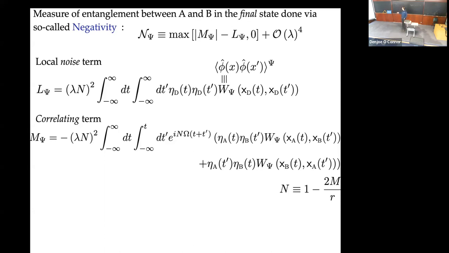Okay, so the correlating term is the really interesting one. Whenever n is larger than L, then the correlation term is larger than the local noise, and you've got entanglement.